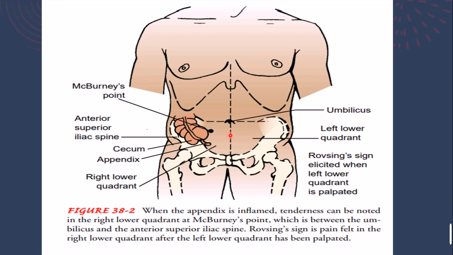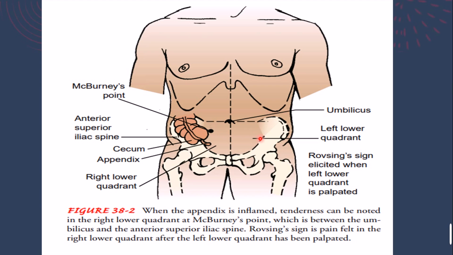In Rovsing's sign, we apply pressure on the left side, and when the pressure is applied over here, the patient will feel pain over here. That is the Rovsing's sign we do. I hope this picture gives you clarity.